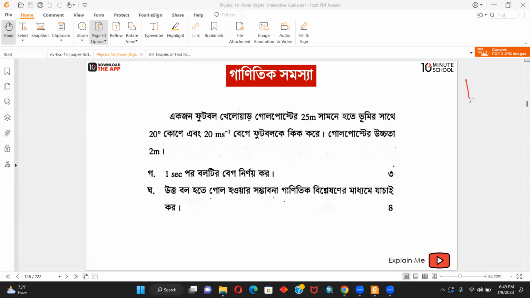Thank you, translator. Okay, so this is a goal post. And there's a football. Between the goal post and the football, there is a distance of 25 meters, and the angle at which the striker took the shot is 20 degrees, and the velocity is 20 meters per second.